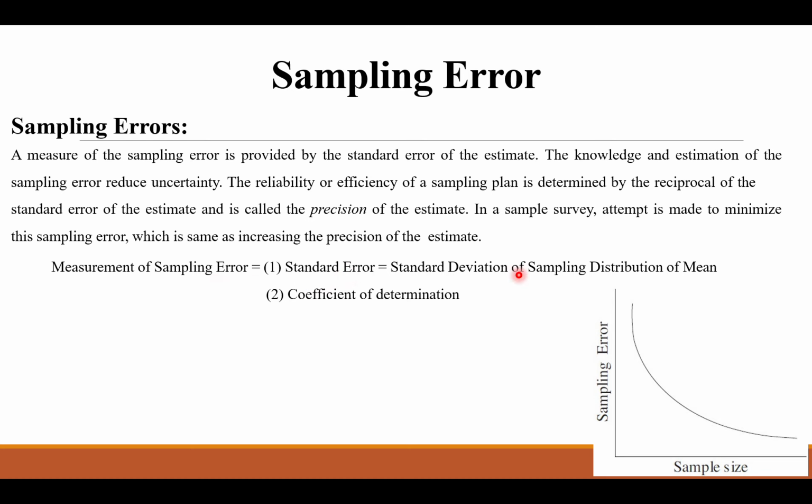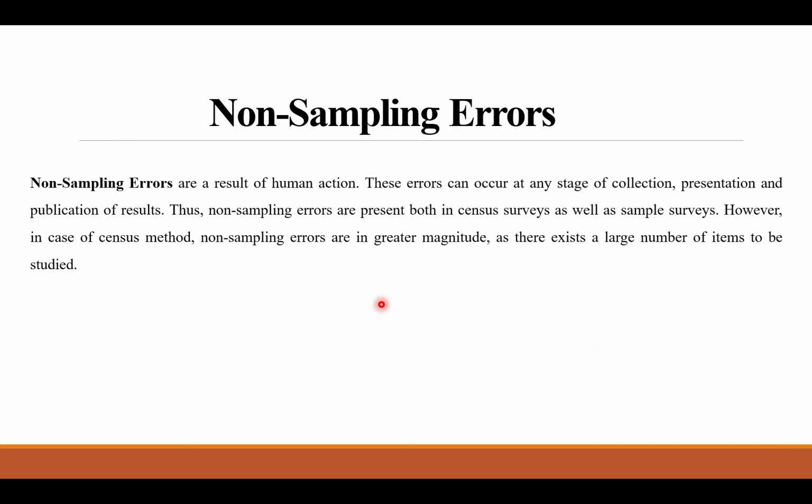So the measurement of sampling error: it is measured by standard error, the standard deviation of the sampling distribution of the mean, and the coefficient of determination. In these two methods, we can measure sampling error.